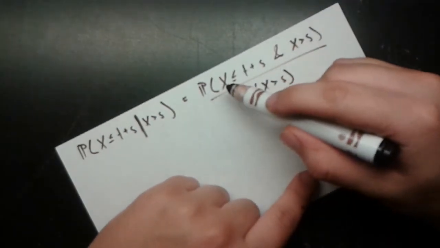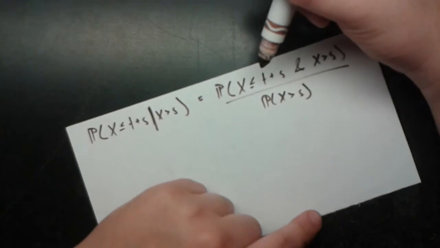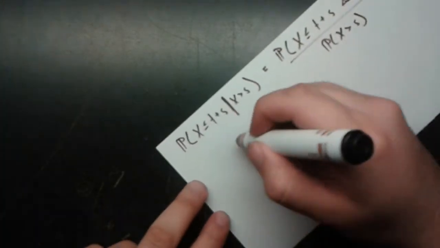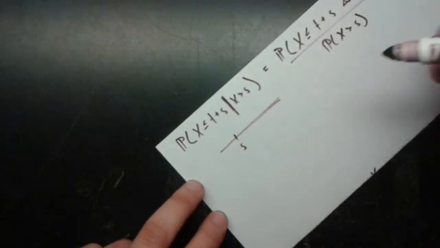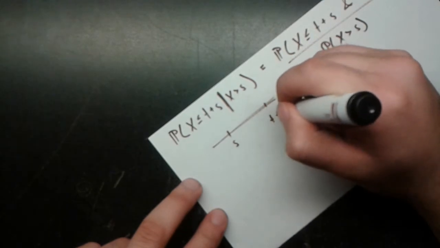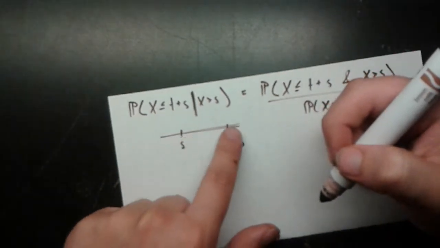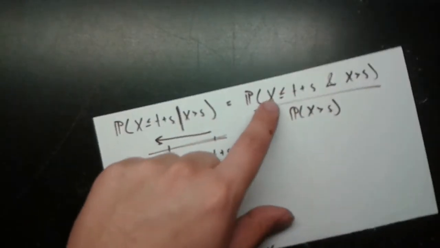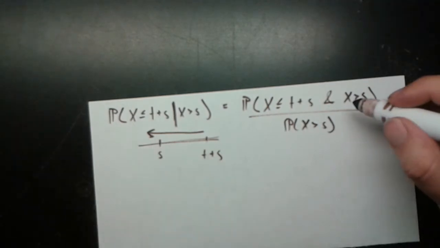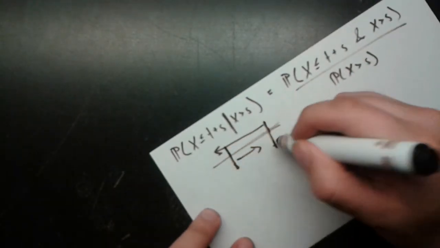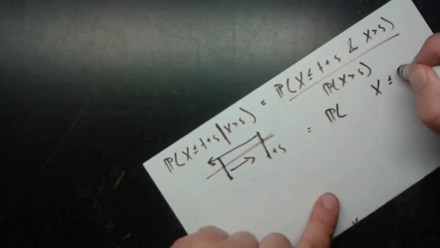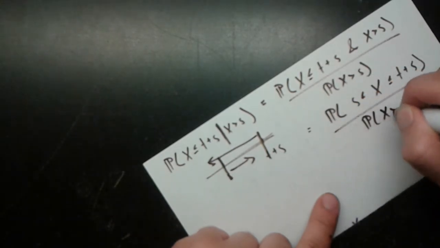The probability that x, the time you're waiting, is less than or equal to t plus s, and it's bigger than s, means that it must be in the range. Let me draw the picture again. Here is s, and here is t plus s. So it's the probability that your waiting time is between these two points. The x is less than or equal to t plus s and bigger than s, so it must be captured in that range exactly. So this is the probability that x is less than or equal to t plus s but bigger than s, all over the probability that x is bigger than s.